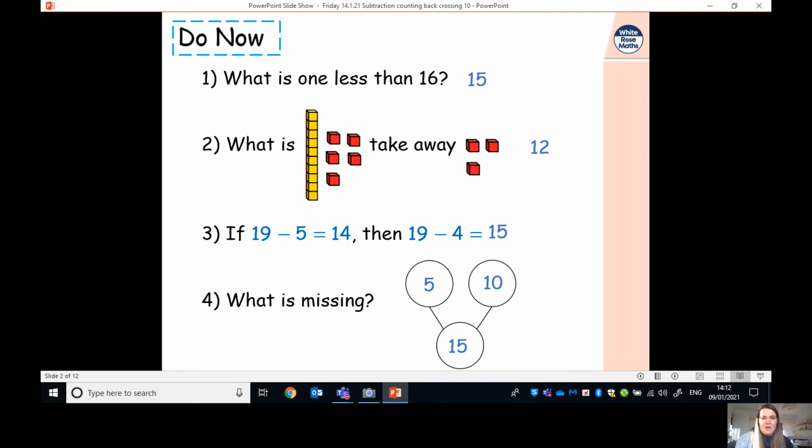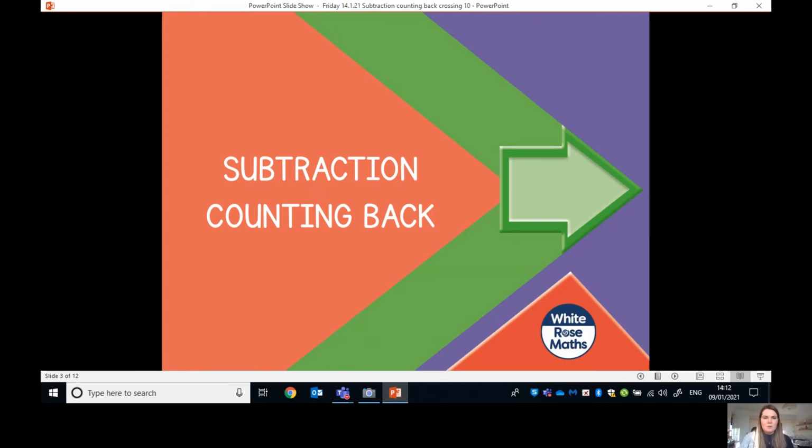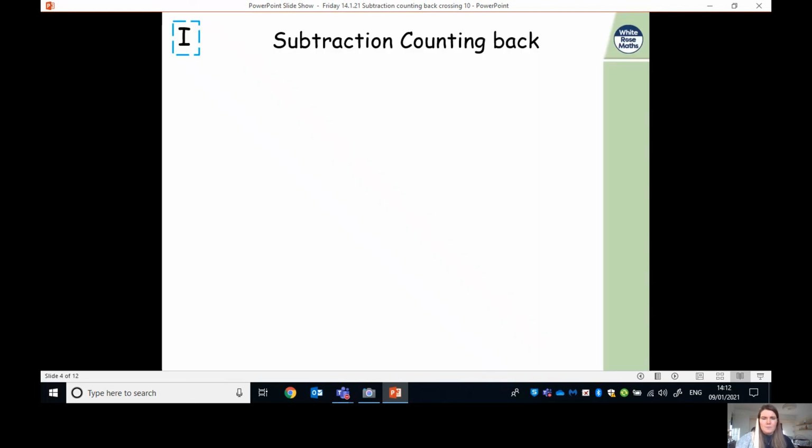Great work. Okay, like I said, today we're subtracting using our counting back method. So remember, we're not taking things away from a sum using objects this time. We are subtracting using a number line, using our counting backwards. Okay, you can do this in your head or you can use a number line. I suggest using a number line because it really helps us remember the number that we are taking away today. Okay, let's have a little look.